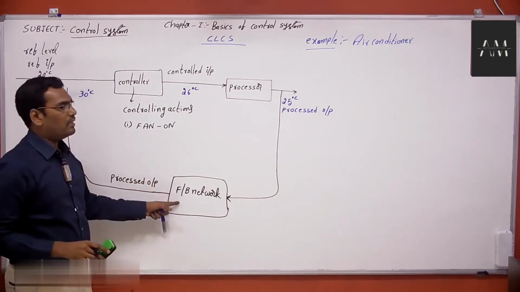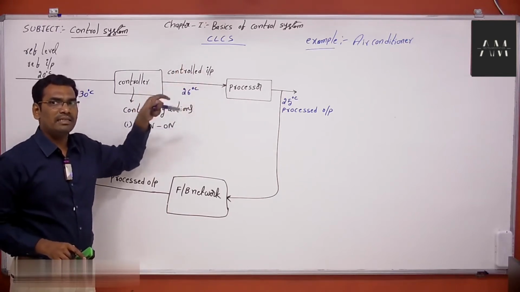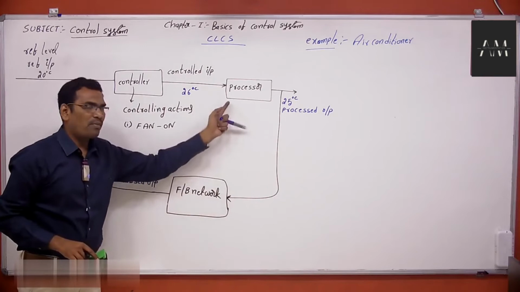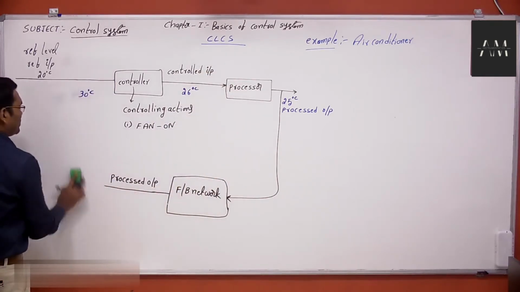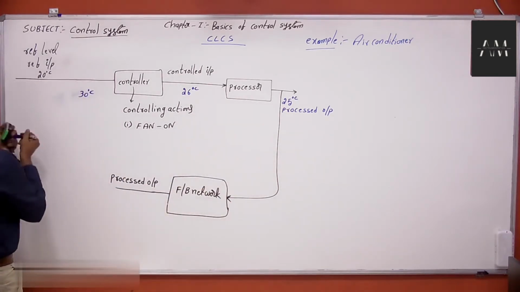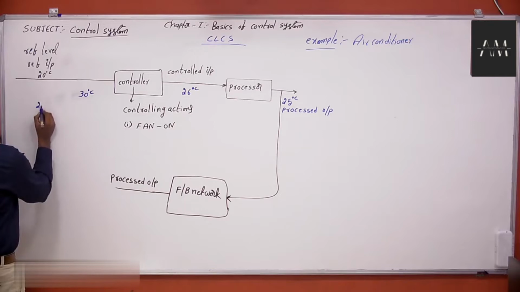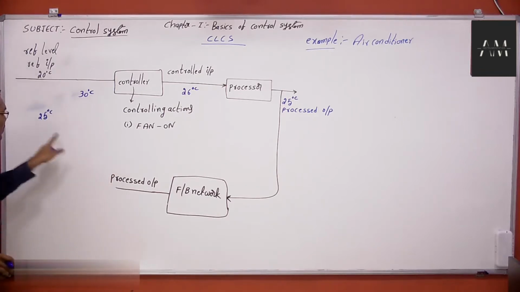The feedback network is the property of this closed loop control system. This is a closed loop control system, or not? We will see the definition. This feedback network is the property of this particular control system which brings the processed output. How much is the processed output now? 25 degrees centigrade is the processed output. Now this 25 degrees centigrade is compared with the reference level. What is the reference level? 20 degrees centigrade.